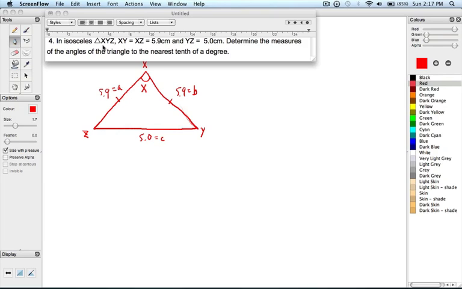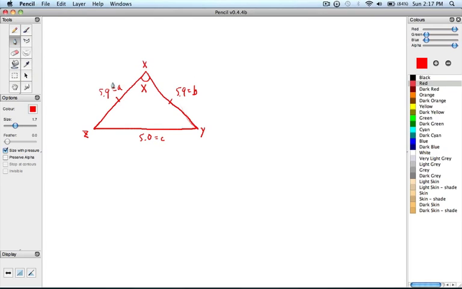Given an isosceles triangle of points X, Y, Z, where XY is equal to ZX, which is equal to 5.9 centimeters, and YZ is equal to 5.0 centimeters, determine the measure of the angles of the triangle to the nearest tenth of a degree. So what I did was I drew the triangle, as we have our isosceles triangle with two equal sides and one uneven side, and we're asked to determine the angle of X.